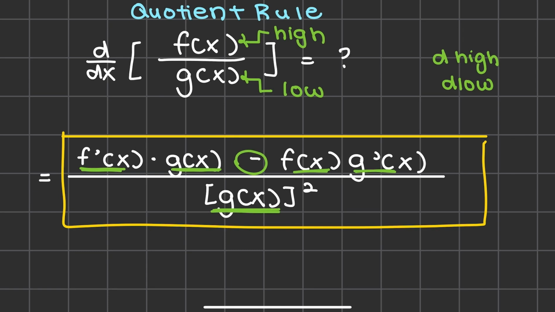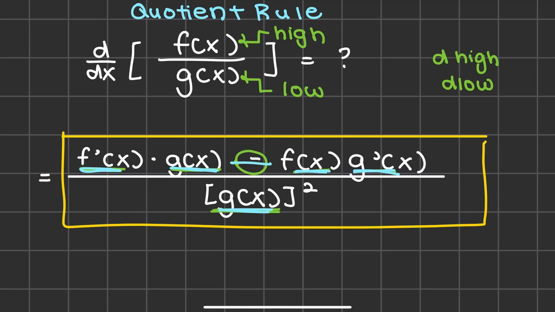So once again, we can go through it one more time. Low d high over high d low over low squared. Sorry, minus here. Let's say that again. Low d high minus high d low over low squared. Okay, so you've probably had enough.